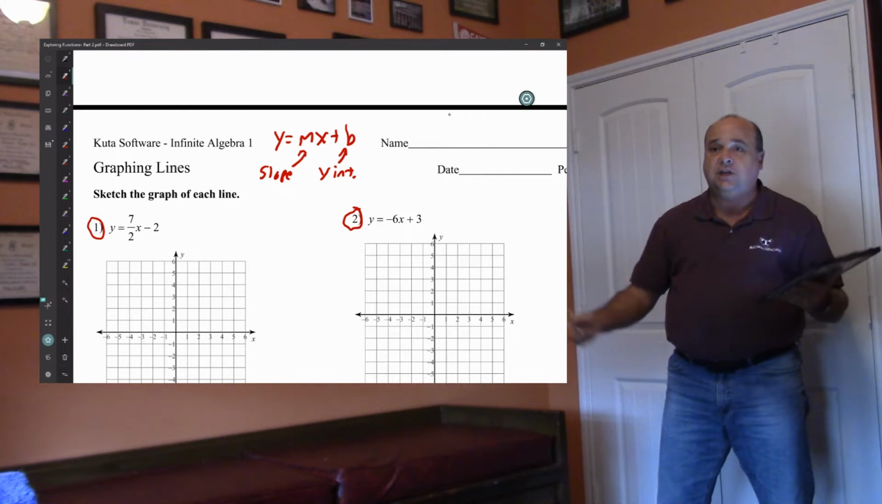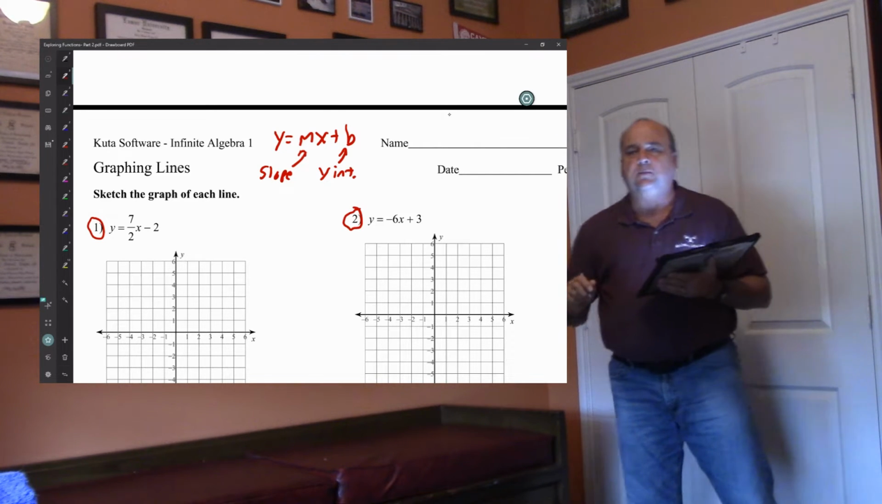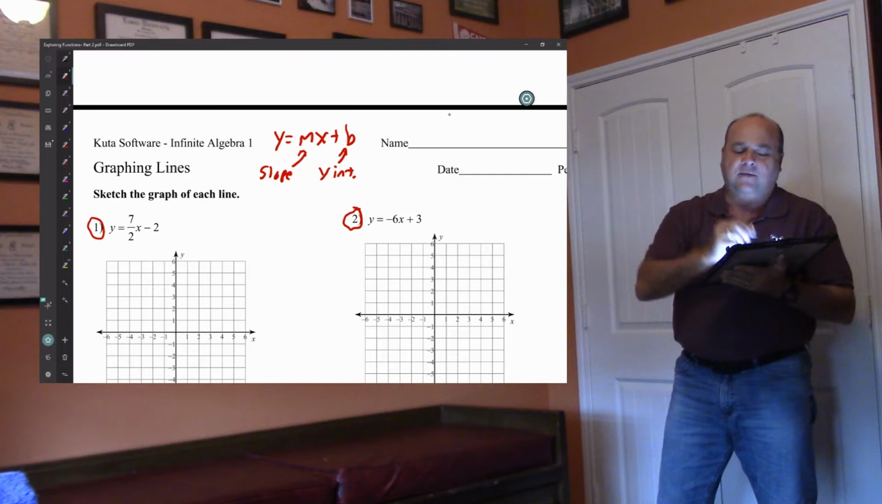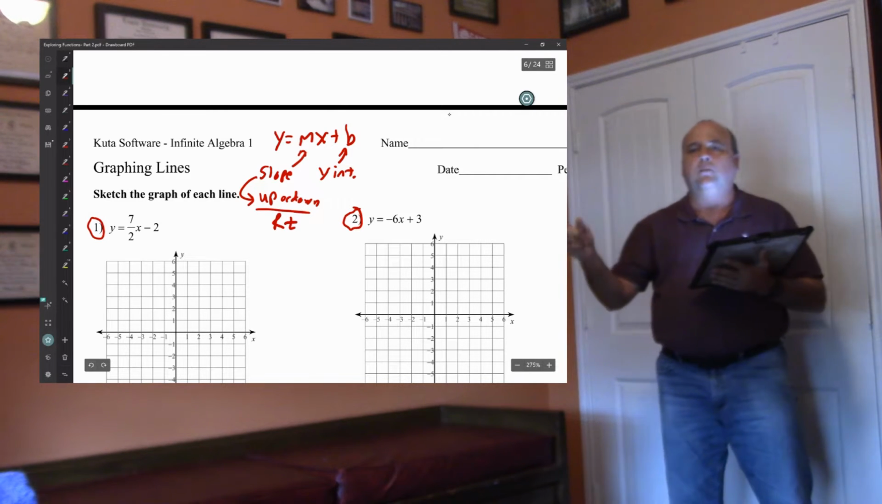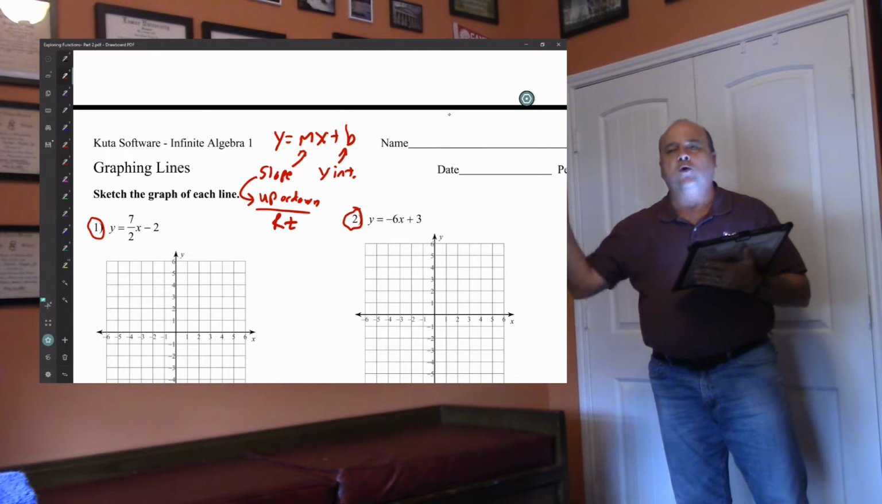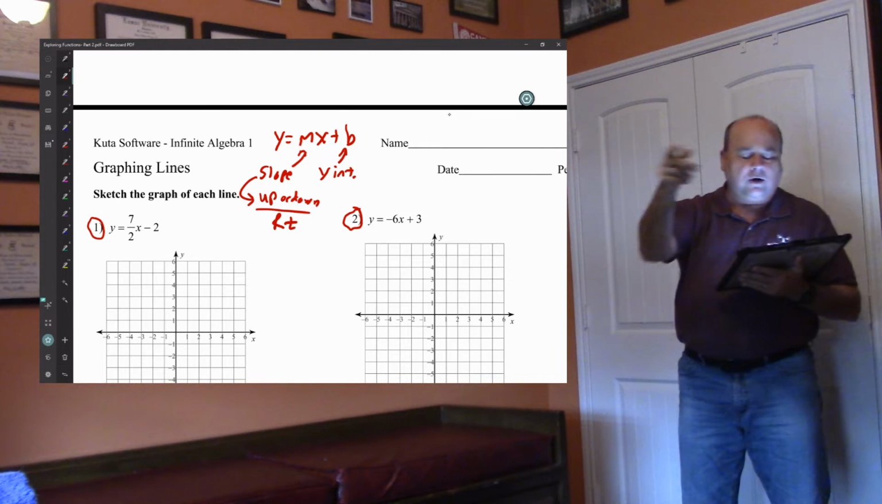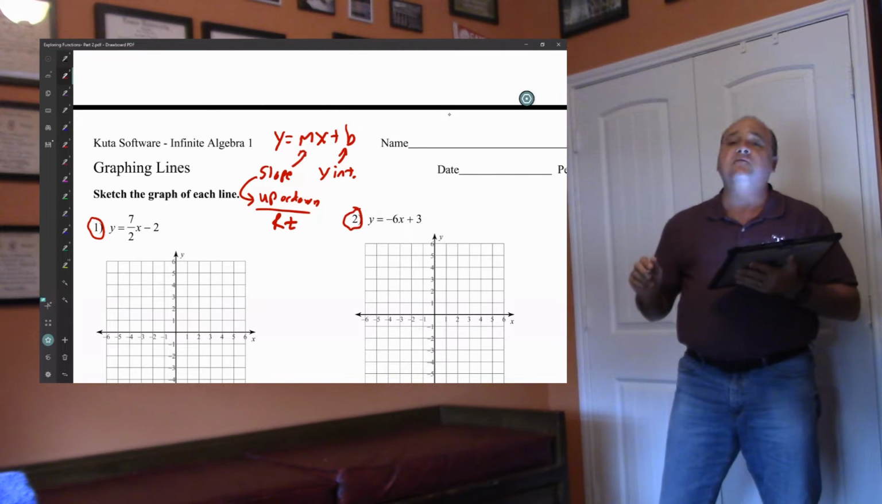Okay, we've used growing number plus starting number before. The slope is a growing number. The y-intercept is your starting number. Okay, now then the slope tells you to go up or down over right. So you're going to start with the starting number, then you look at your slope, and you're just going to make a series of dots going across the graph. You're going to graph the line. So it is going to be fun.